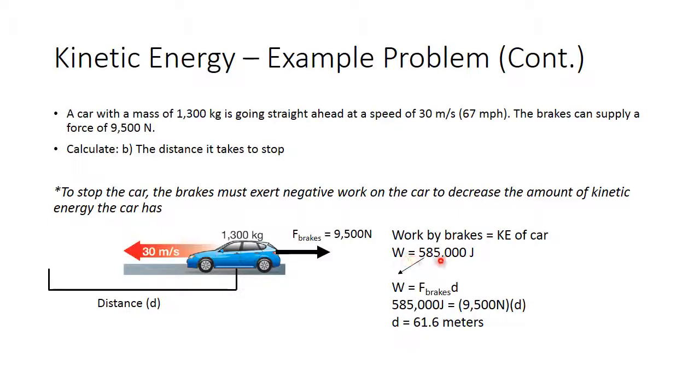So we can say the work done by the brakes will be equal to the kinetic energy of the car, or 585,000 joules. We know to calculate the work done by the brakes, that's equal to the force the brakes apply times the distance. They give us that force the brakes can apply. It says the brakes can supply a force of 9,500 newtons. So you can plug in 9,500 for the force, and from there we can easily solve the distance required to stop the car.